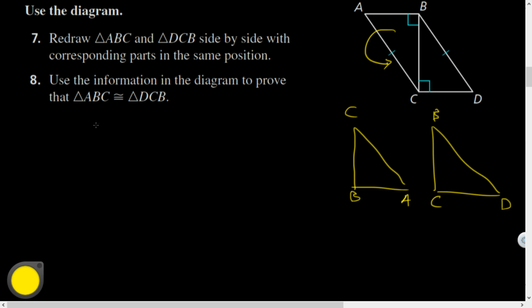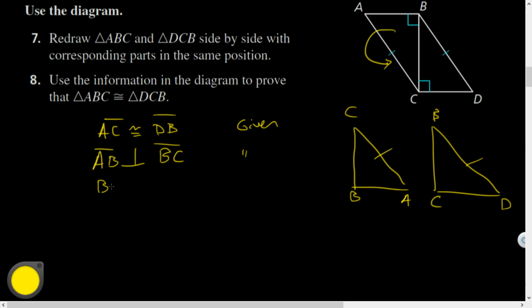All right, let's see. Given information. What is some given information? I know that AC is congruent to DB. All right, congruent. I also know that AB is perpendicular to BC. BC, given. I also know that BC is perpendicular to who now?